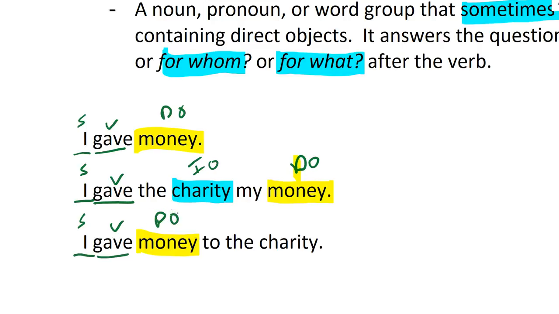The question is charity still the indirect object? And the answer is no. To the charity is a prep phrase. To being the preposition, charity now acting as the object of the preposition. So you have to look at sentences carefully to make sure that what you're dealing with is actually an indirect object and not a prepositional phrase. Key is to look for the prepositions, identify them.